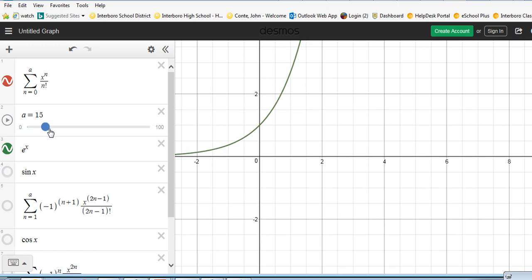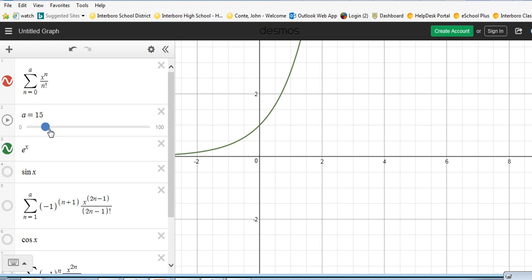So if I add 15 terms in the series, you cannot tell the two graphs apart. If I were to zoom out, you would definitely be able to. But on this scale, there's no distinction between them.